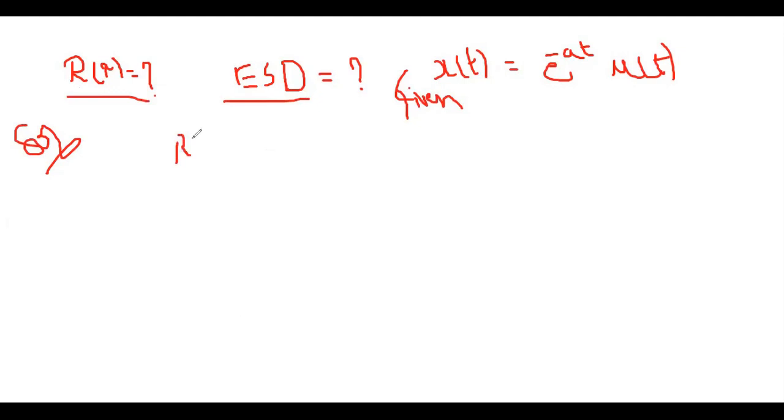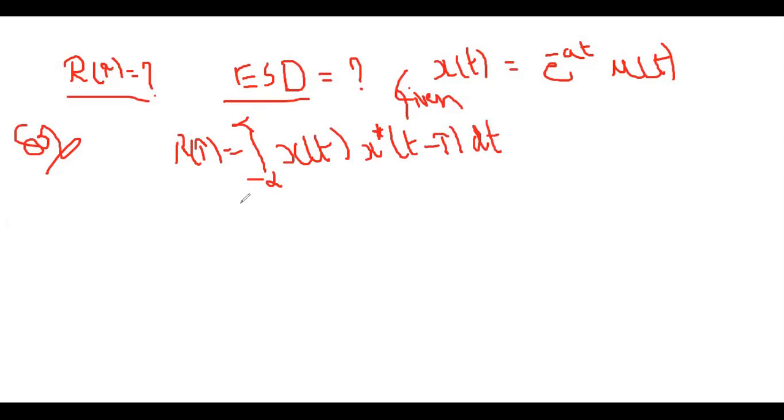So what was the autocorrelation function formula? R of tau is equal to the integral from minus infinity to infinity of x of t times x star of t minus tau dt. Okay, this is the definition of the autocorrelation function for a complex function. If it is real, it is the integral from minus infinity to infinity of x of t times x of t minus tau dt.